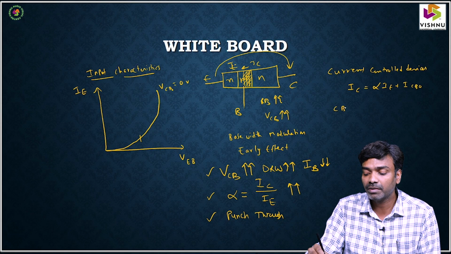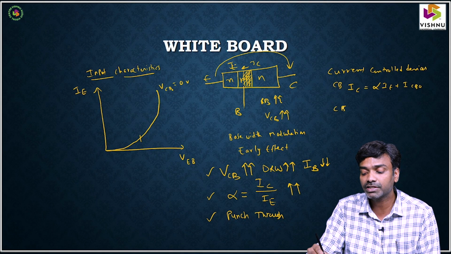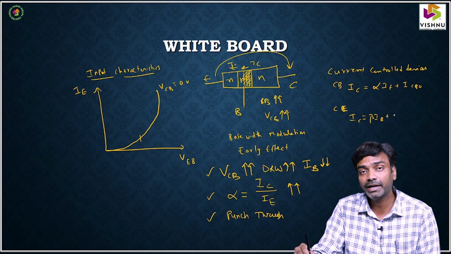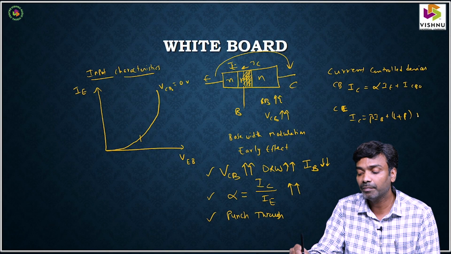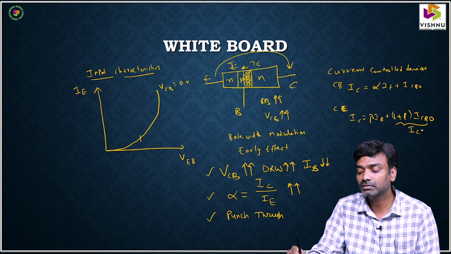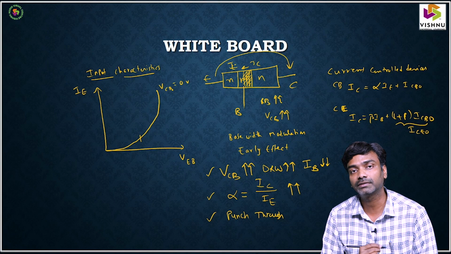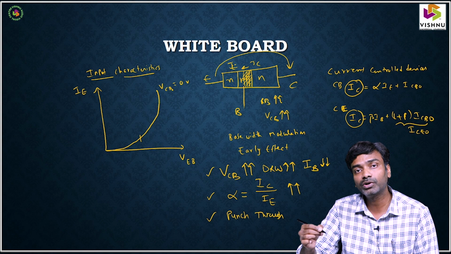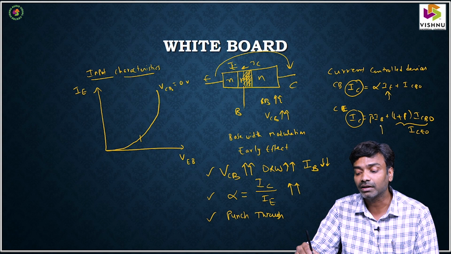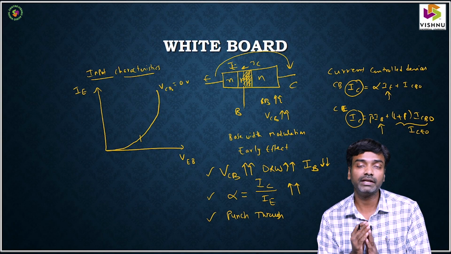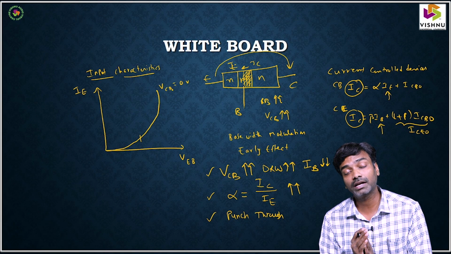This is in case of common base configuration. In case of common emitter configuration, a similar kind of expression we can find, which is IC equals beta times IB plus (1 plus beta) times ICB0. This altogether is called ICE0, the reverse saturation current in common emitter configuration. The output current in this transistor depends upon the input current. By varying the input, we can observe an increase in the output current. Hence, it is called a current controlled device.